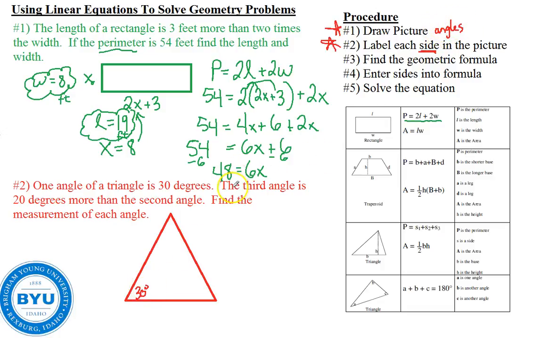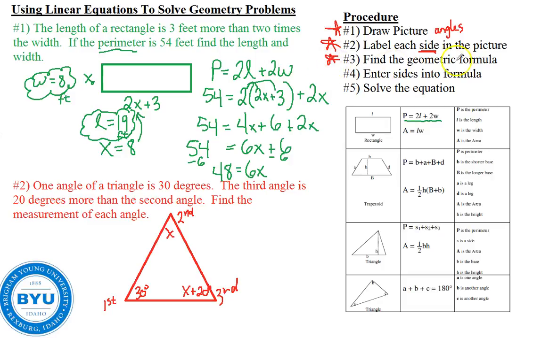We're doing angles. The third angle is 20 degrees more than the second. Okay, so we don't know what the second angle is, but they tell us that the third angle is 20 degrees more. So if this is my first, this is my second angle, and this is my third angle, and they say it's 20 degrees more than the second, so that would be x plus 20 degrees. Okay, cool. We've labeled all of the angles in this picture.